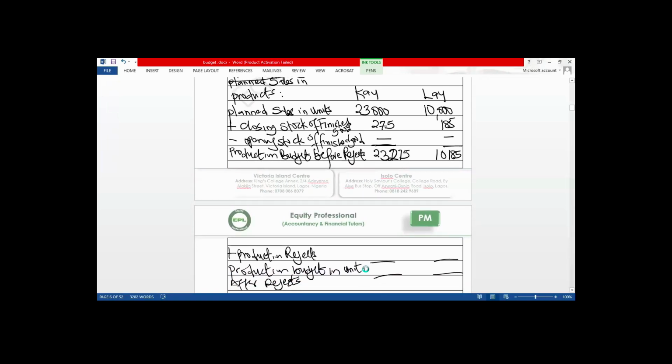This will be 100%. This one is 2%. That means this one you have here, because production budget before reject plus reject must give me 100%, is 98%. This figure you have here is 98%, because 2% is reject. 98 plus 2% will give you 100%. So if you want to work this reject now, please look at the working.